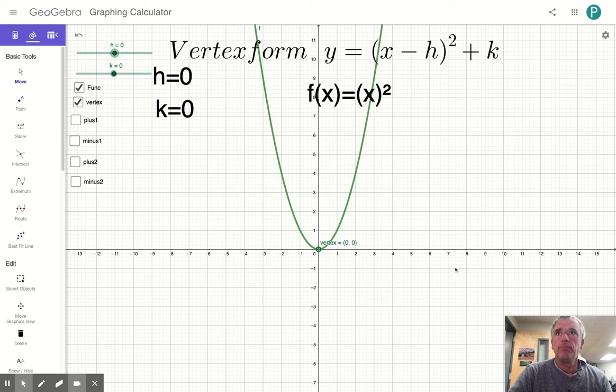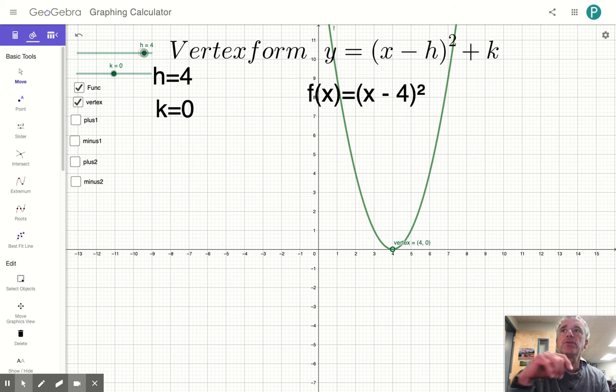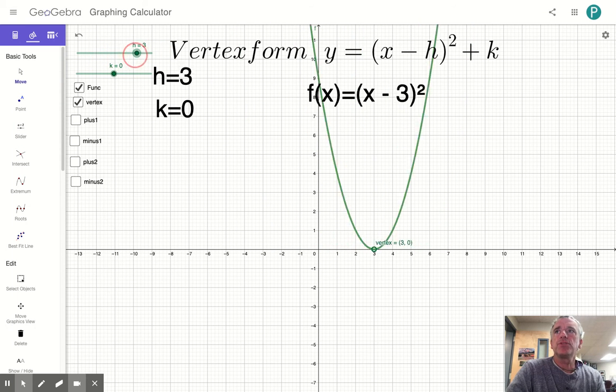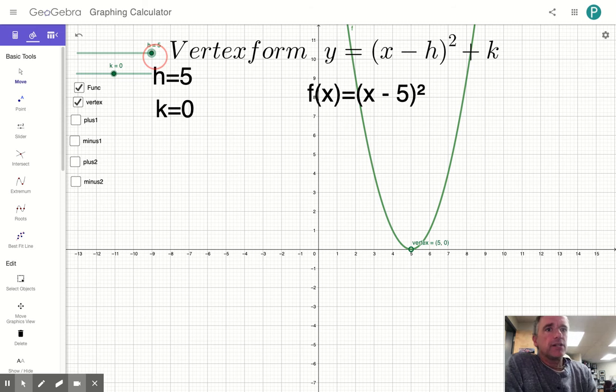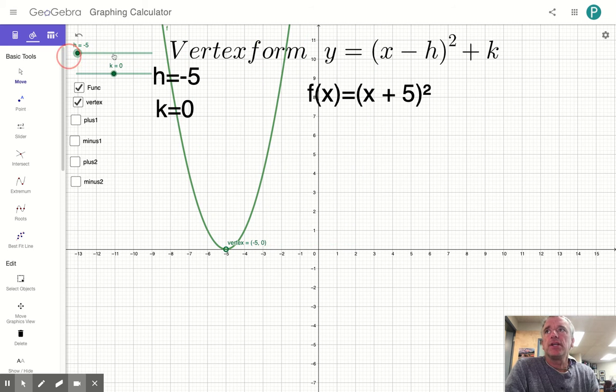All right. So we just did a little discovery activity on the website. And hopefully during that, we noticed that as H increases in vertex form, so here's H, you can see this number is getting bigger. As H increases, the vertex of the parabola moves to the right. In other words, the x coordinate of the vertex gets larger. And then as it decreases, it translates or moves the graph to the left, right?